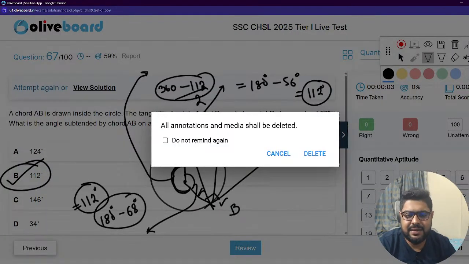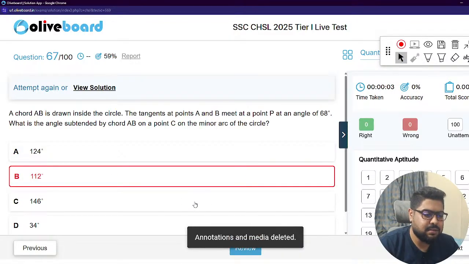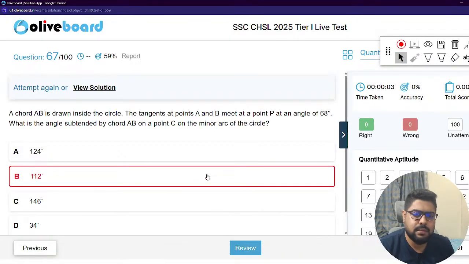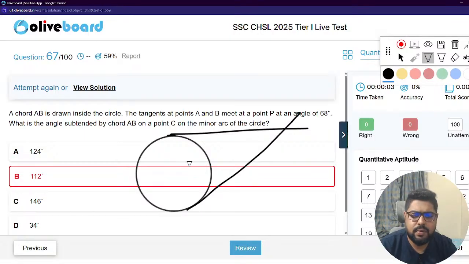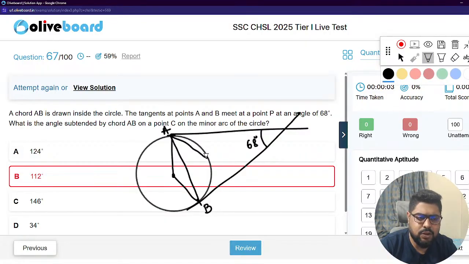Let's remove this, sir. Wait a second, have we made something incorrect? Wait a second, this should not be. 68 degree, this is given. They are asking minor arc, that is what it is saying.